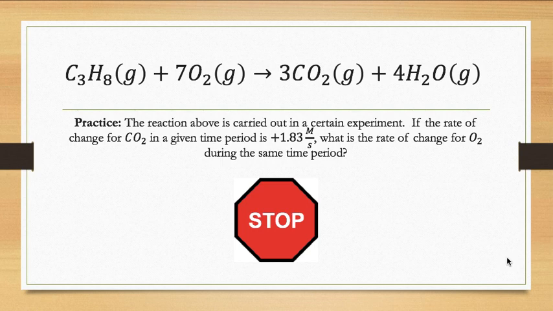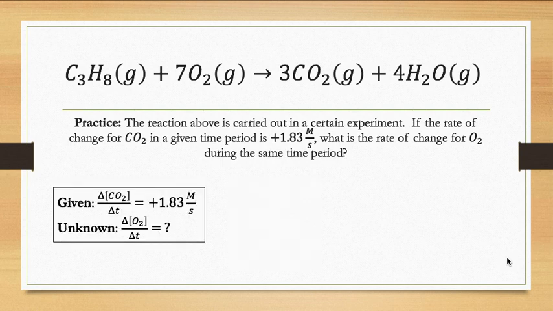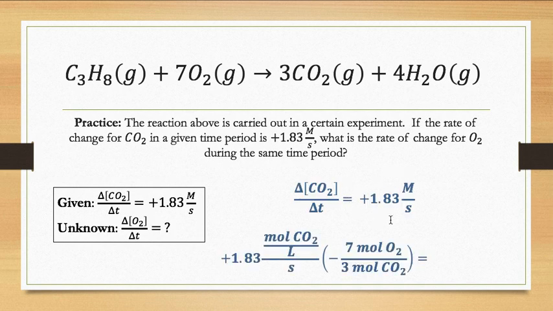Okay, so hopefully what you did was you looked at what was given and what's unknown. Given was the rate of change of CO2 over a certain time period. It wants to know the rate of change of O2 over the same time period. So we need to figure that out. We start off with the rate of change of CO2. We have to convert that into how many moles of O2 are being used up over the same time period.